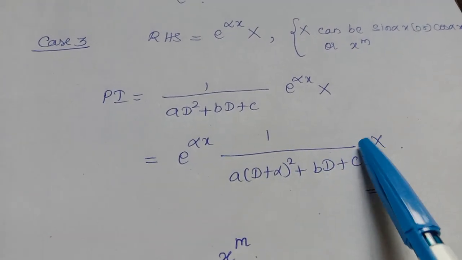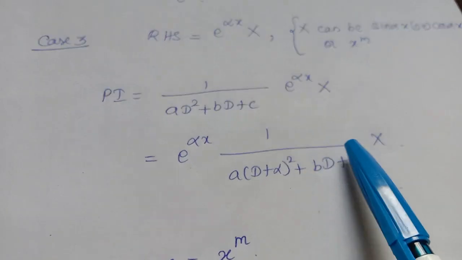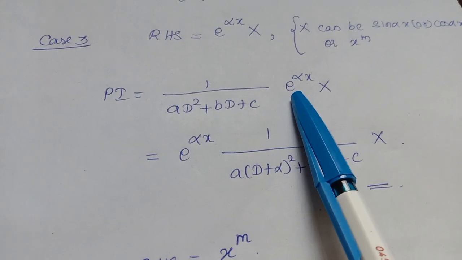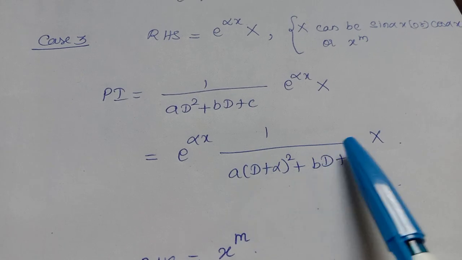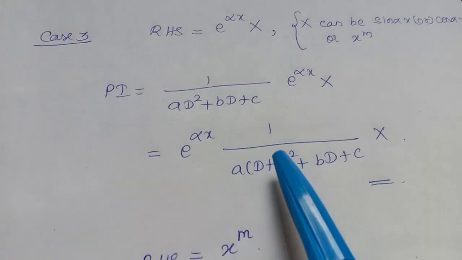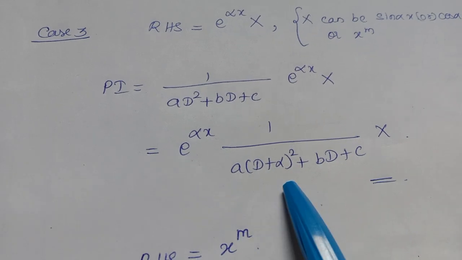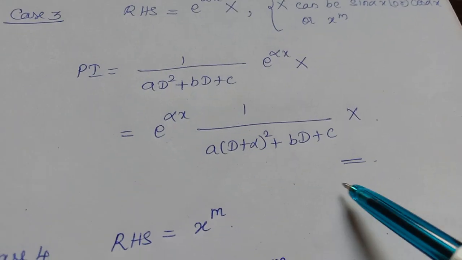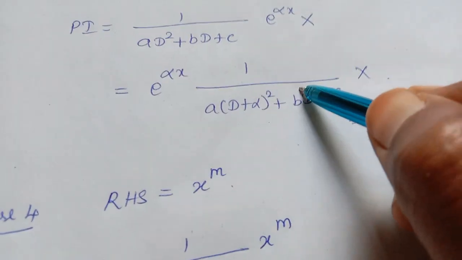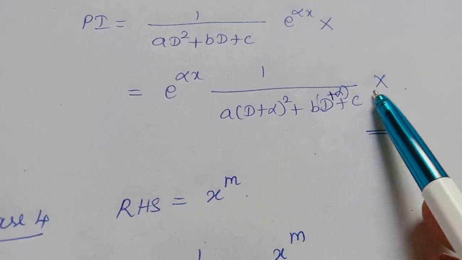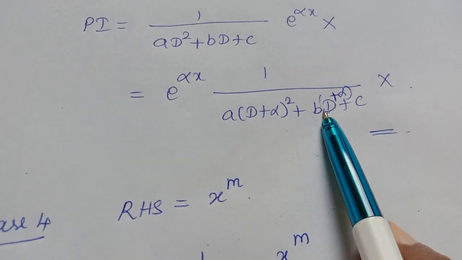Because d is a differential operator, once you do this substitution, this e power alpha x will be brought before the term. You should not keep it here, otherwise you will be wrong. So do the replacement: 1 by a into d plus alpha the whole square, plus b into d plus alpha. This is not d, this is d plus alpha. Plus c into x. Then do the simplification.